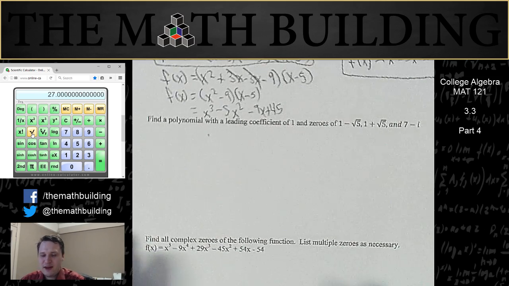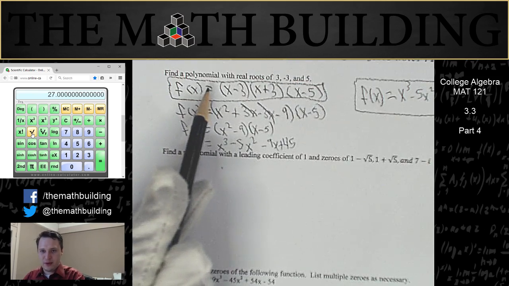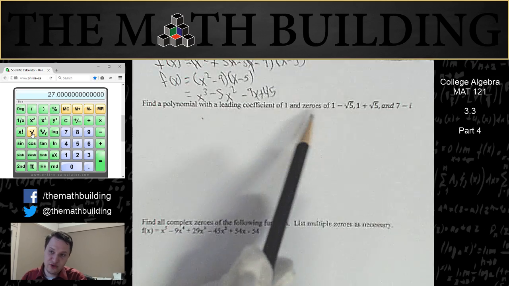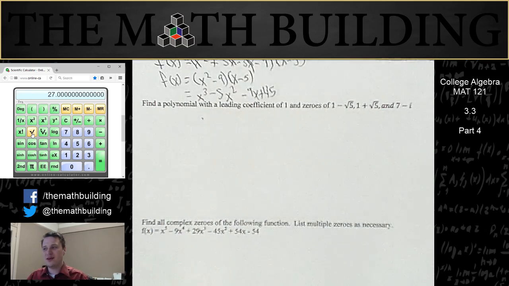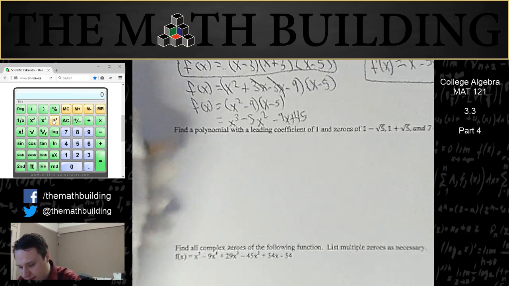Next one. Find a polynomial with a leading coefficient of 1. That's good to know. That means there's going to be no number out here. And roots of, or zeros, means the same thing, of this, this, and this. All right, so there's something really important going on with this one. And that is that, well, first off, let's write down what the polynomial would be.